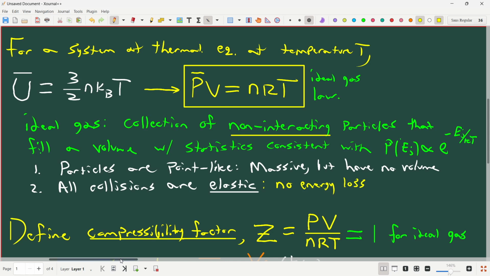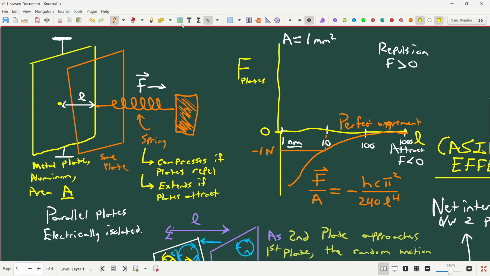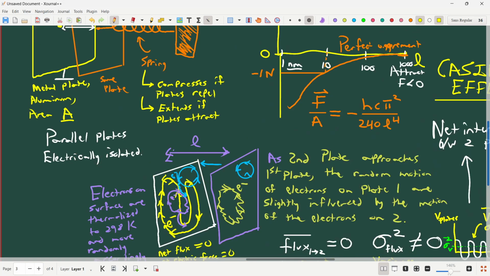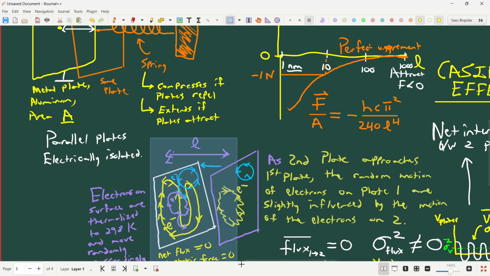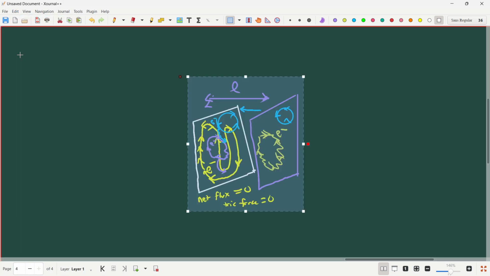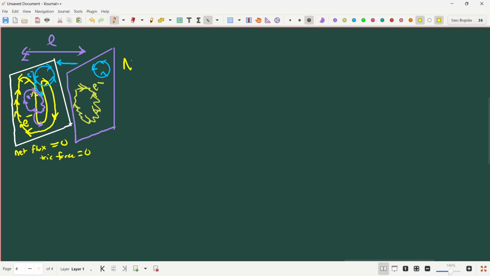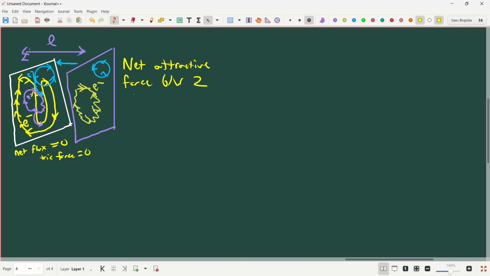All right, so let me go to the next page real quick. Let me copy my plates over because I want to draw them. You don't have to redraw them yourself, but I just want them for my slide. All right, so we call this net attractive force between two plates the Casimir force.